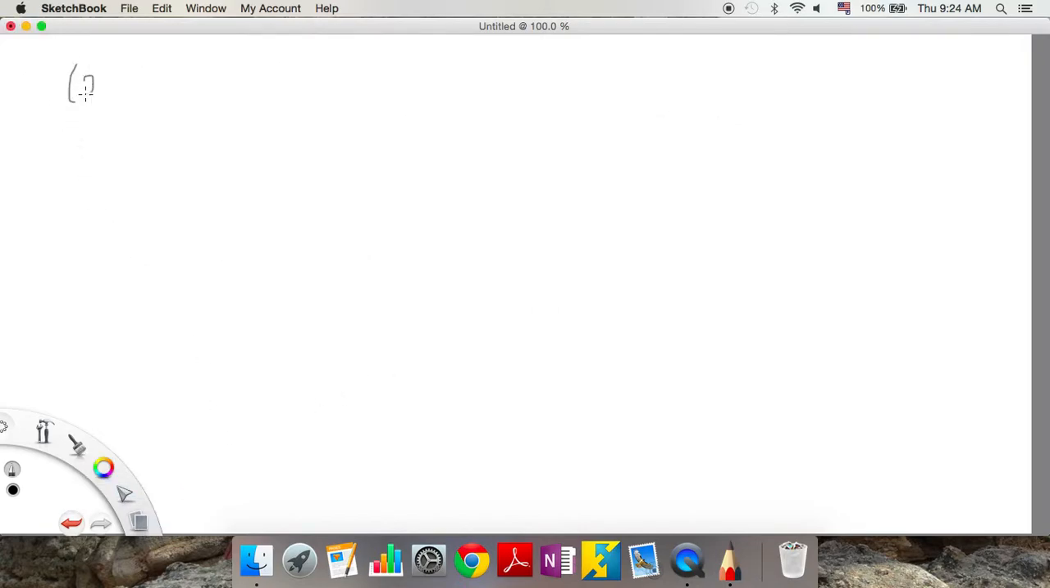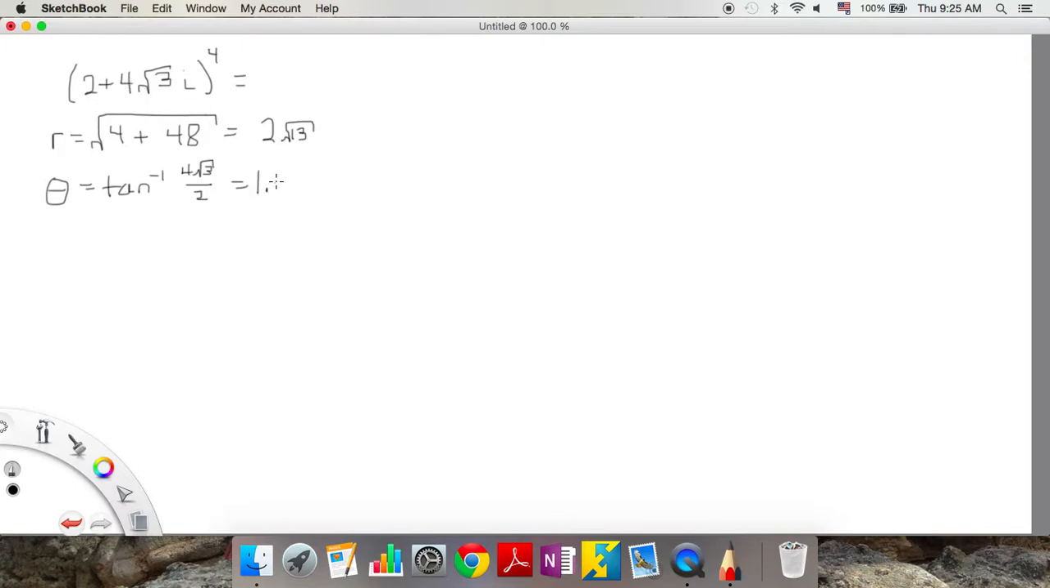If we have this complex number, and we want to raise it to the 4th power, the first thing we need to do is change this to polar form. So r is the square root of the real part squared plus the imaginary part squared, which is the square root of 52, which simplifies down to 2 times the square root of 13. And our argument, theta, is the inverse tangent of the imaginary part divided by the real part. This is positive, that means we're in the first quadrant. So when our calculator gives us 1.2898 radians, then we know that we're all right.